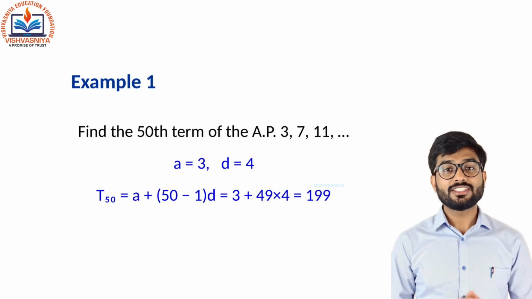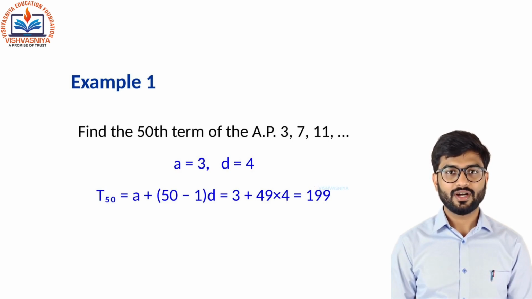Good question. If the last term is l and you want to find the nth term from the end, then the formula becomes T equals l minus n minus 1 into d. It helps us find the term counted backward from the last term. Let's solve a few examples.